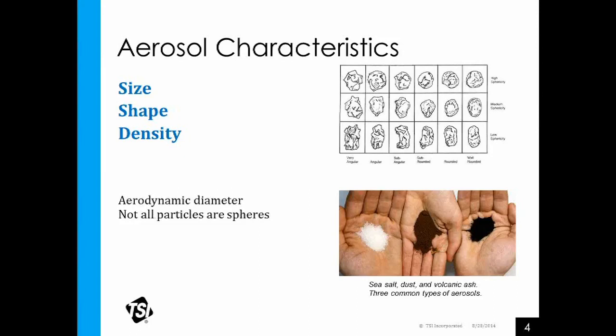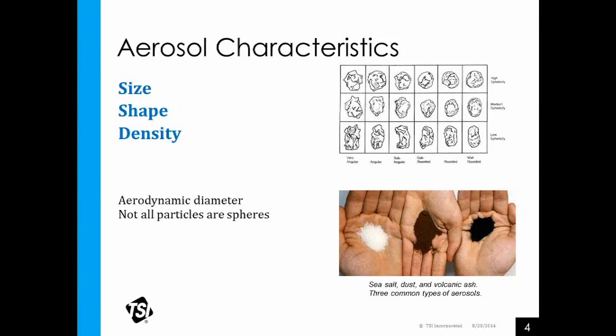The shape, there are different shapes as we see in the picture there, that can affect the way the instrument measures. A fiber is going to measure a little differently than something that's square or a cube, kind of like a crystalline structure. So they'll all affect the way the instrument sees the scattering of light. The density of the aerosol is very important for the photometric measurement.